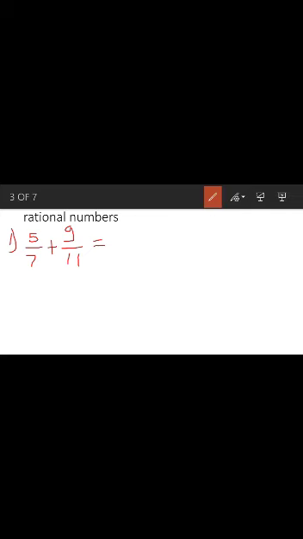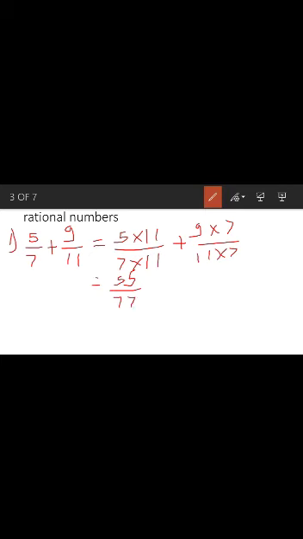So what we need to do? We need to make the denominators the same. For that, we need to make the cross multiplication, means 5 multiplied by 11 upon 7 multiplied by 11. This 11 we need to multiply with 5 and 7 both, plus in the same way 9 multiplied by 7 and 11 multiplied by 7. What will it come? That is 55 upon 77 plus 63 upon 77. 9 sevens are 63.